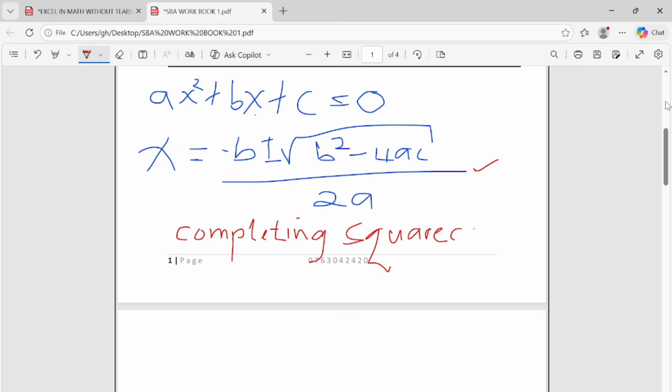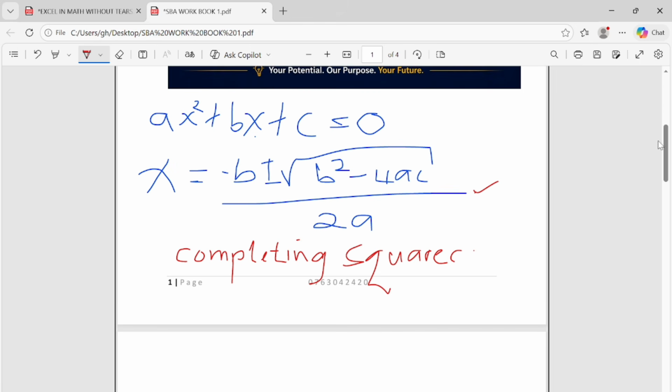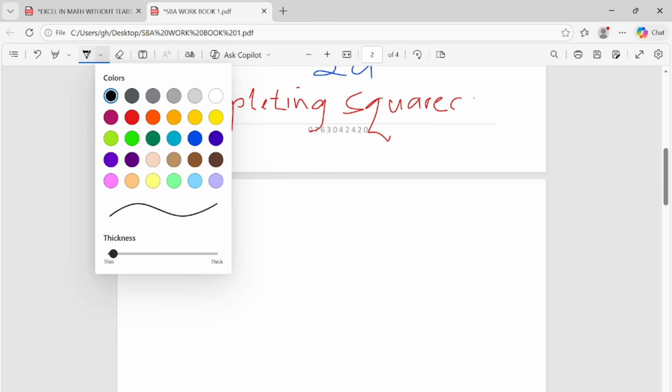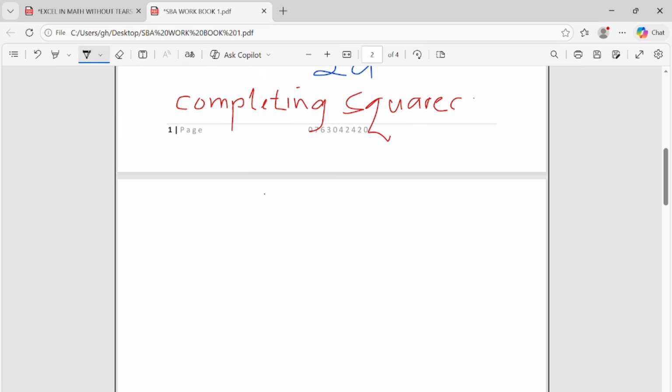So now, how do we complete squares for any given quadratic equation? Let me try to change the ink, let me use black. So if this is our quadratic equation, ax squared plus bx plus c is equal to 0.